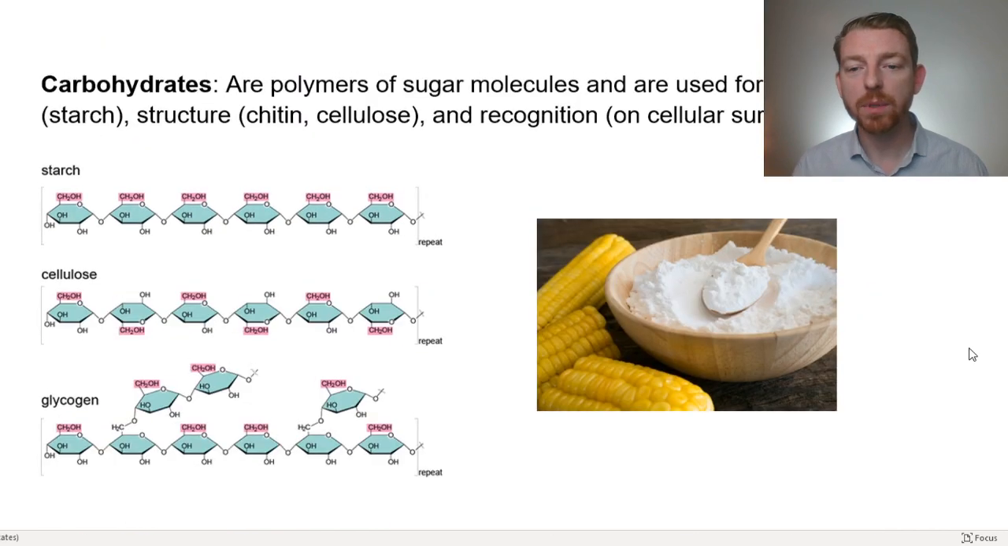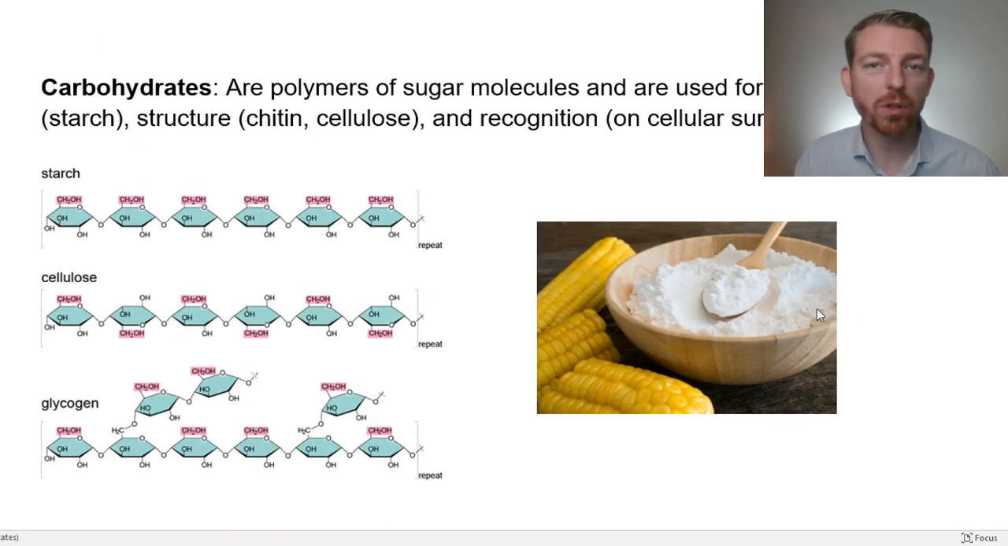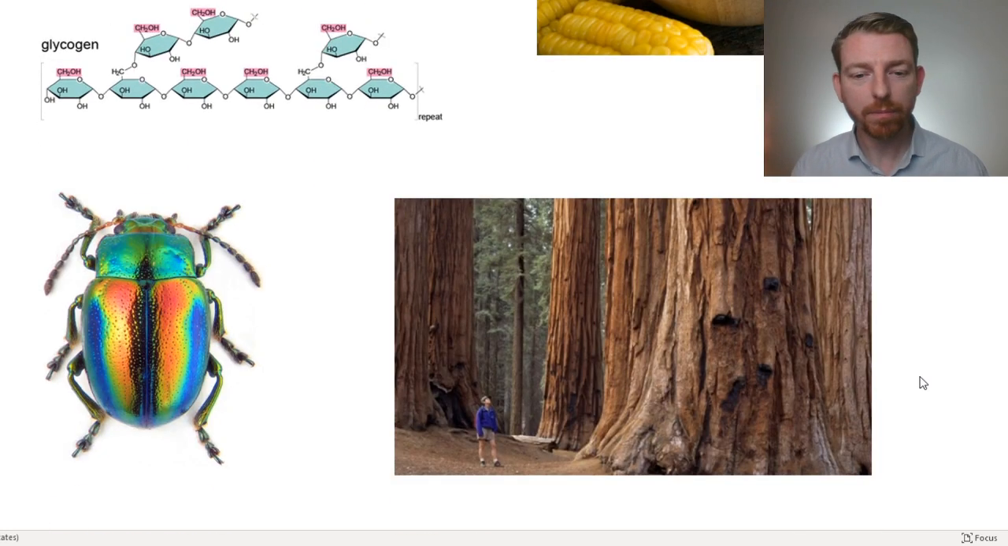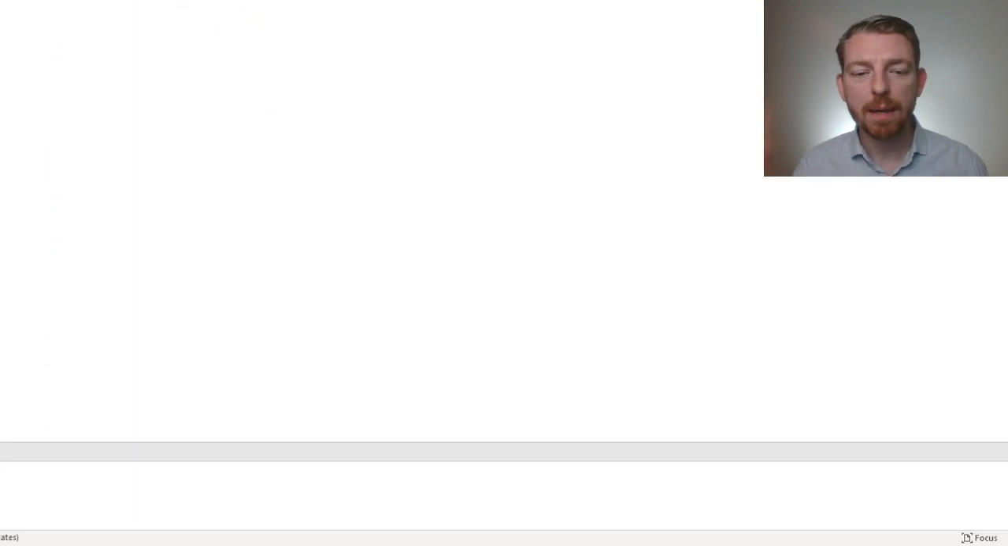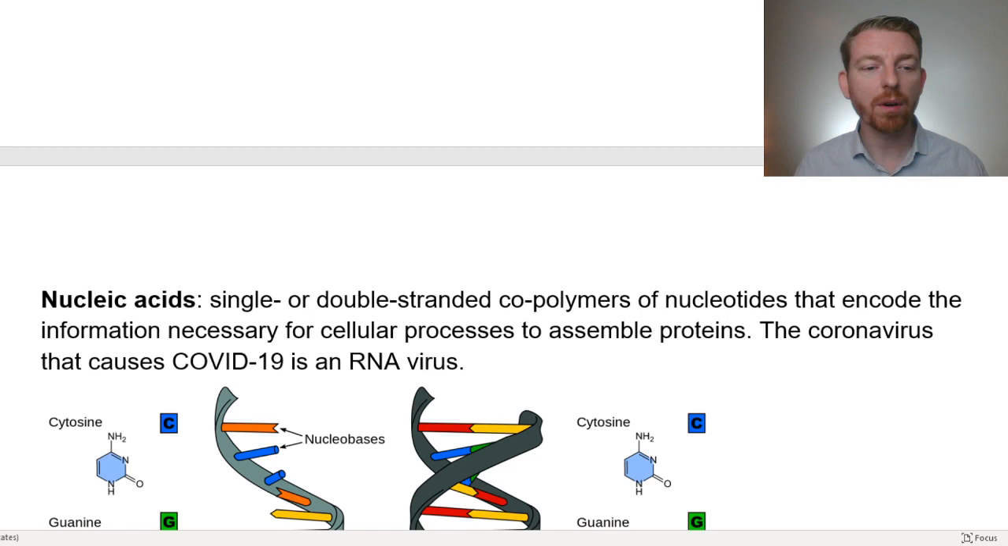So something like cornstarch or just simple sugars we use obviously to store energy. When we eat them, we're going to take the energy out of storage and use it. But it's the same monomers that go into making either the shells of beetles or the cellulose that goes into tree wood. Okay. And the final one, of course, we're going to mention are nucleic acids.